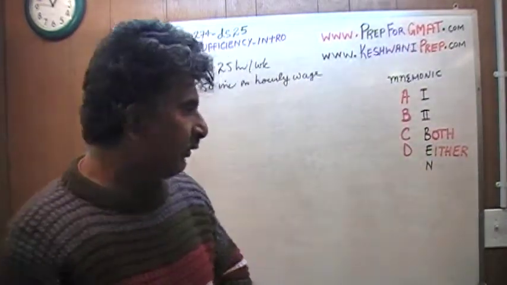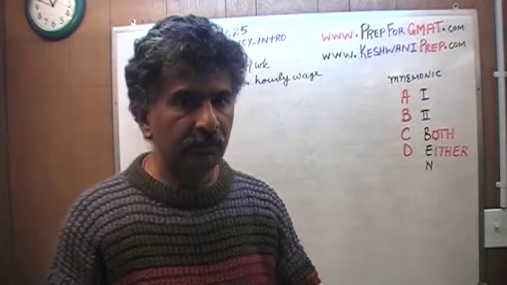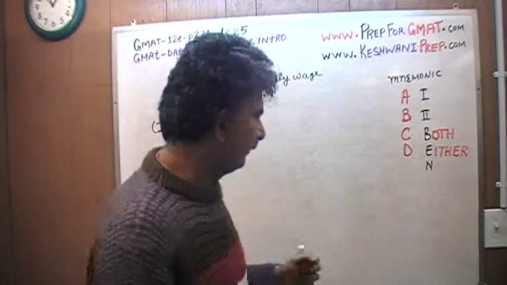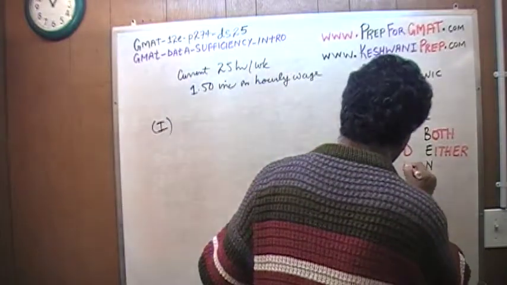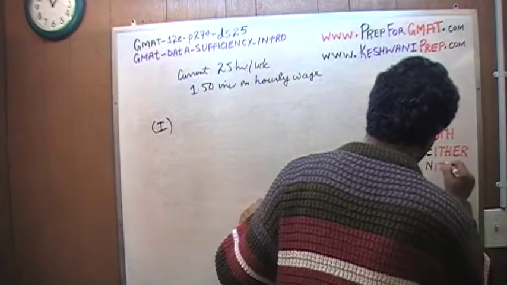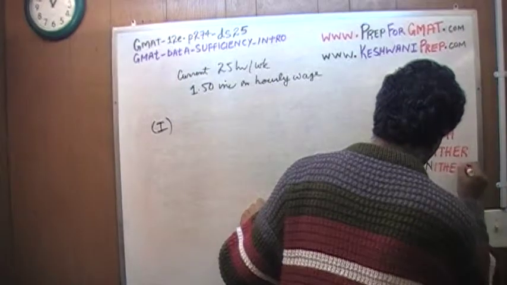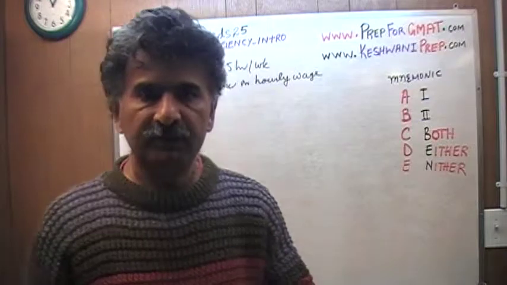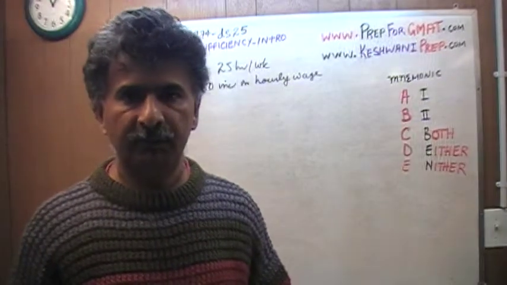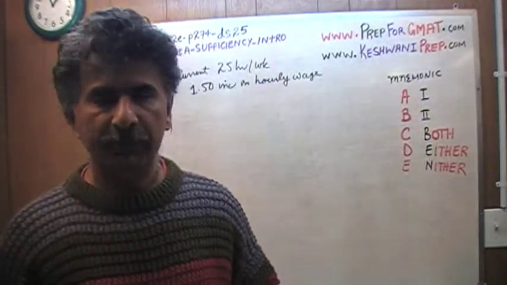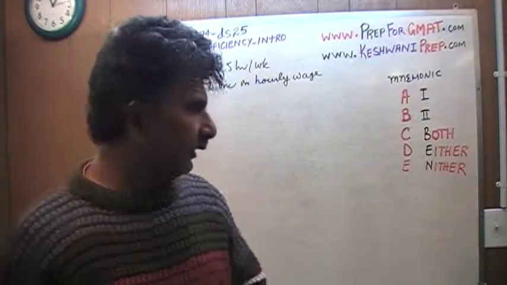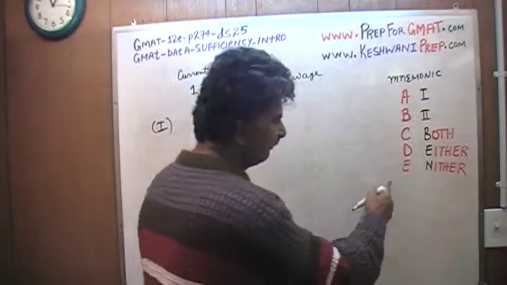If you think that statement 1 by itself is enough and statement 2 by itself is also enough, in that case the answer will be D, which stands for either. And finally, if you decide that neither of these two statements are any good in answering the question, they are worthless information, useless information, you cannot answer the question that is being asked by either of those statements, then in that case the answer would be E, which stands for neither.